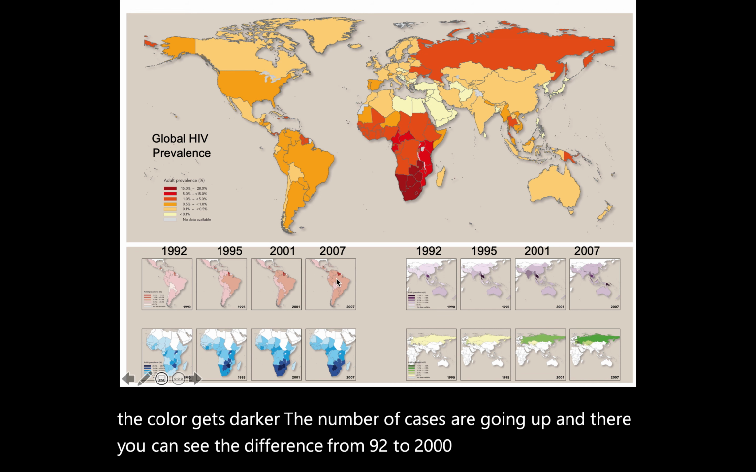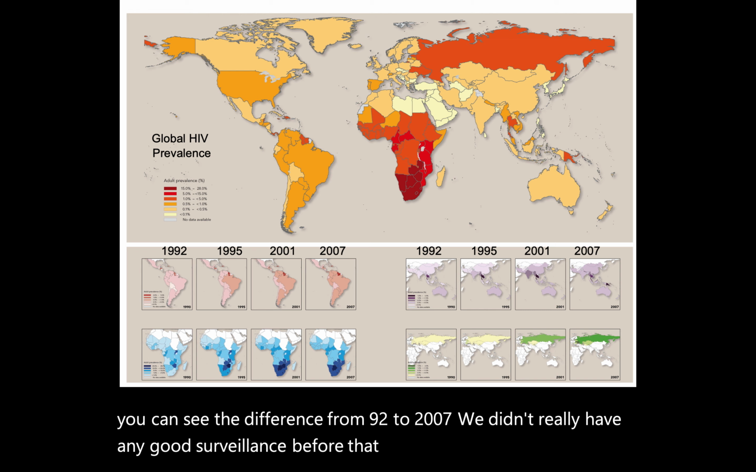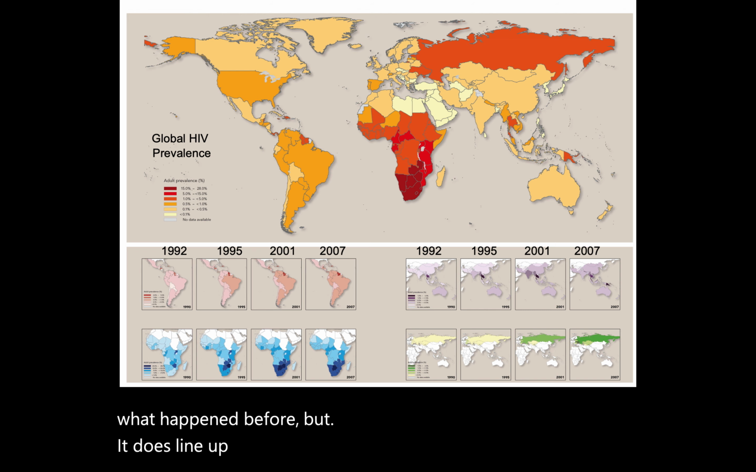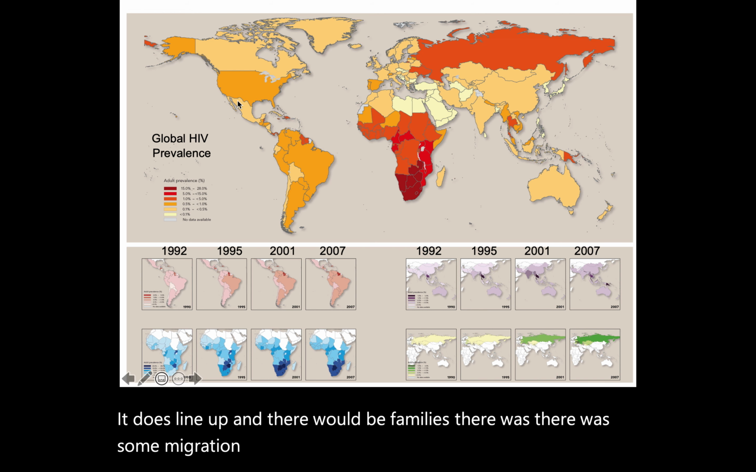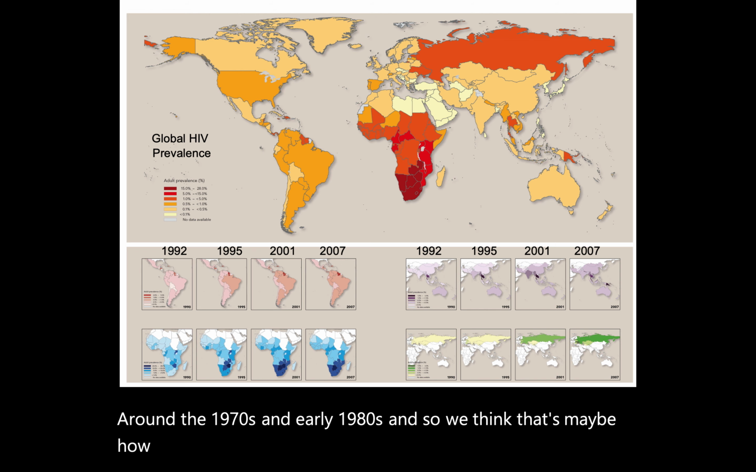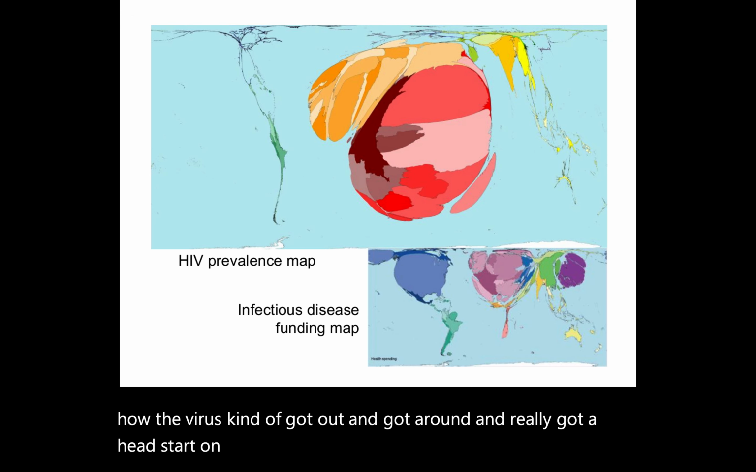We didn't really have any good surveillance before that, so we can only speculate on what happened before, but it does line up. There was some migration from this area of the world to these areas around the 1970s and early 1980s. And so we think that's maybe how the virus got out and got around and really got a head start on our efforts to control it.